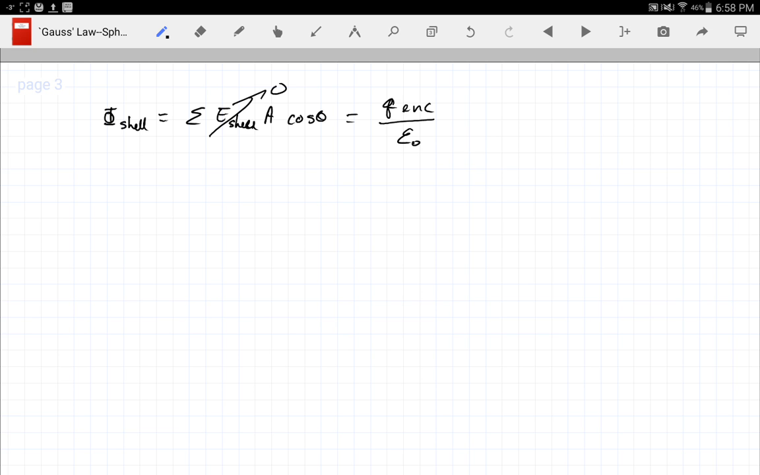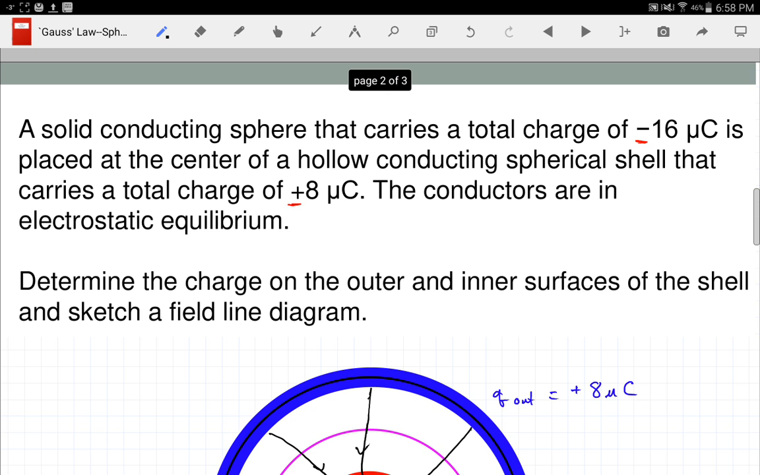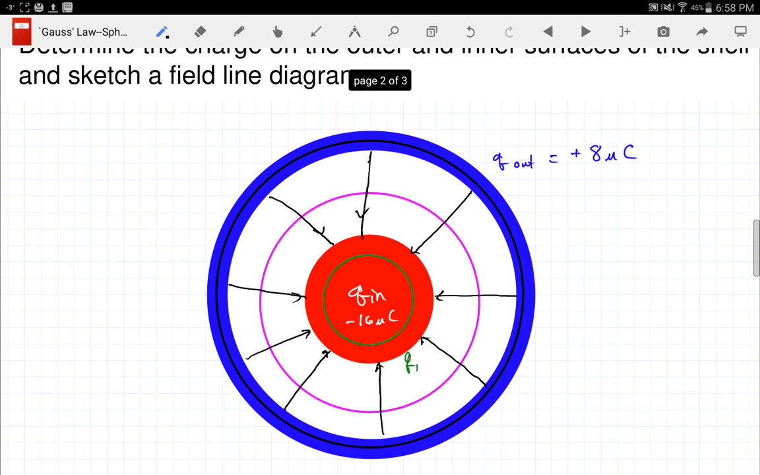Well, where could we have charge? Looking back at the figure, I had minus 16 microcoulombs here, and so if that's minus 16 microcoulombs and I have a total of 0 charge enclosed by this black shell, then that means the charge that is on the inside of the blue shell has to balance that out. So I have to have plus 16 microcoulombs there.